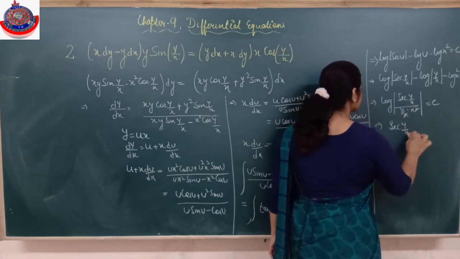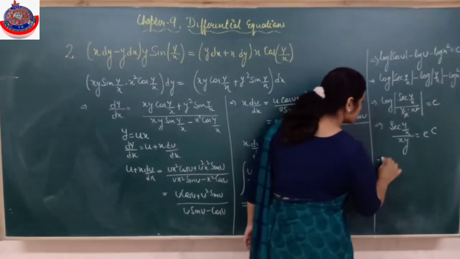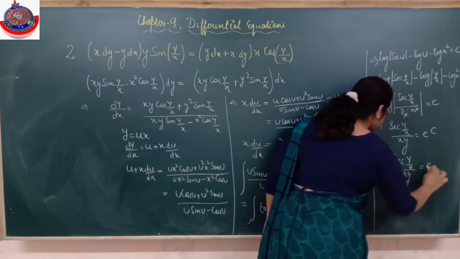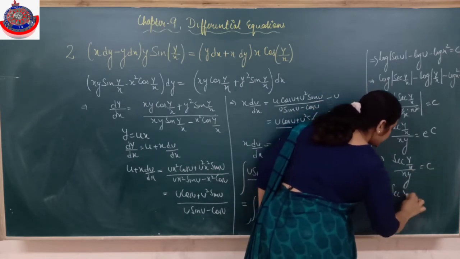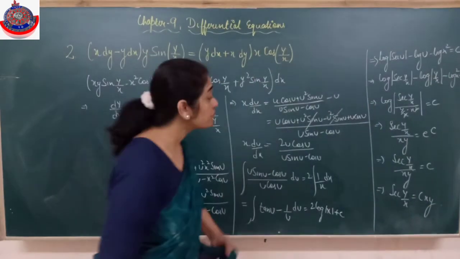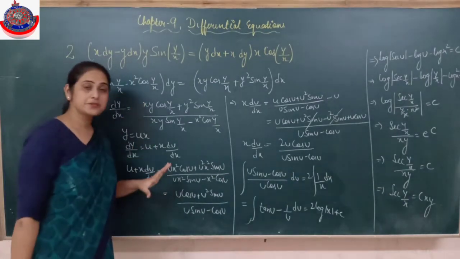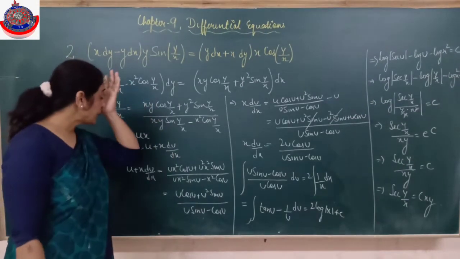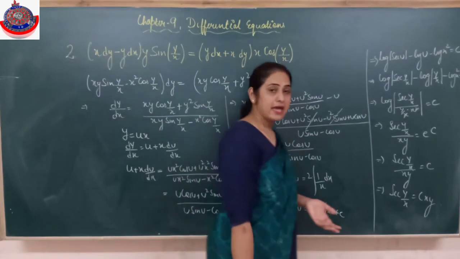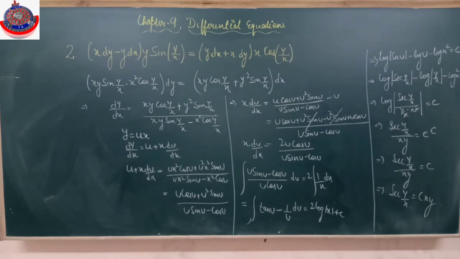Log will take that side. It will become c. E raised to power c is also a constant. I write that c and I will take xy also that side. Clear? So this is the solution of the differential equation. So children, what is there? First of all, dy upon dx should be one side. Clear? After that, check which category it is. Either it will be homogeneous or it will be a linear differential equation, and whatever category it falls in, you have to solve the question accordingly. All right.